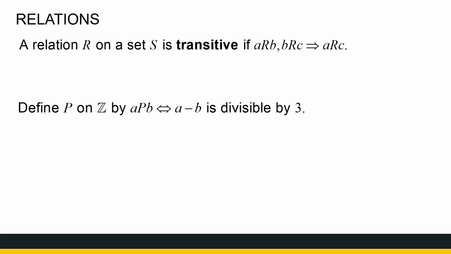A relation is transitive if ARB is true and BRC is true, then I've got ARC is true. All right. So let's look at the divisibility example. We've already shown that it's reflexive and it's symmetric. So is it transitive? Let's take a look.